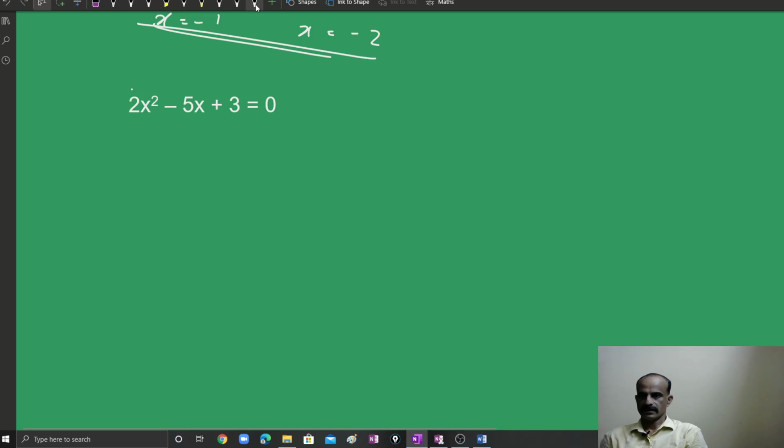We are finding the solution of this, or root of this, using factorization. Okay, ready? Example 2. Second example. First we will compare with ax² + bx + c = 0.